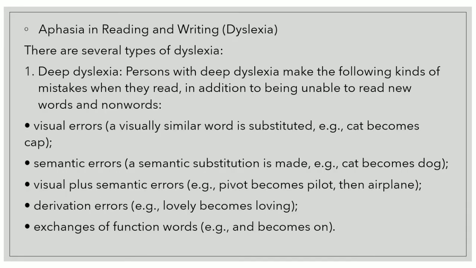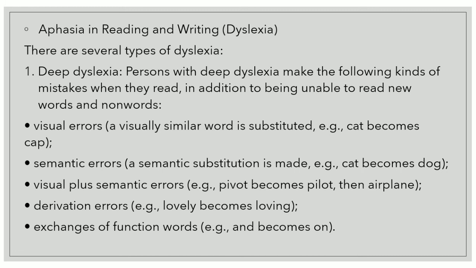Aphasia in reading and writing, or dyslexia. There are several types of dyslexia. Deep dyslexia. Persons with deep dyslexia make the following kinds of mistakes when they read, in addition to being unable to read new words and non-words. Visual errors. A visually similar word is substituted. For example, cat becomes cap.